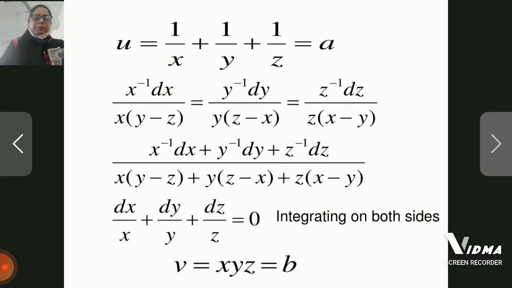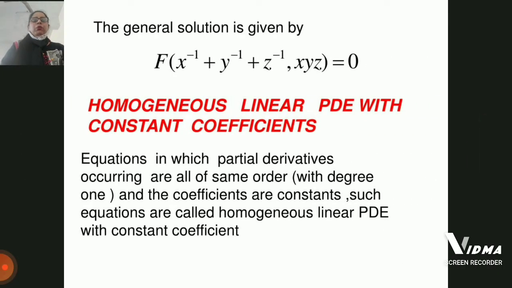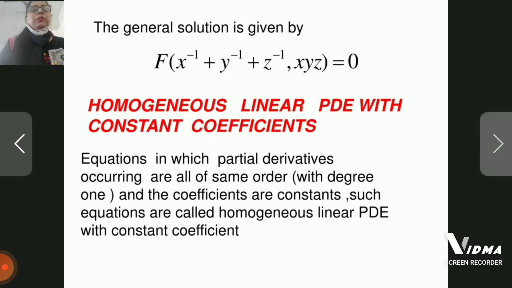So first we get the values u and v both, and we put them in the general solution. Then the general solution is given by f of x inverse plus y inverse plus z inverse, of xyz is equal to 0. So these are the examples which we have done for Lagrange's linear equations.